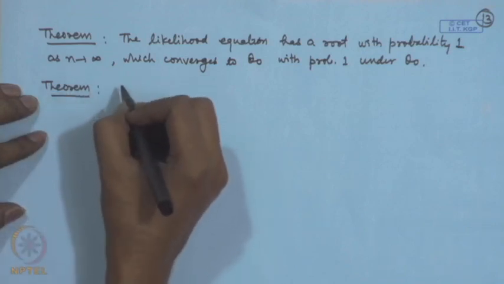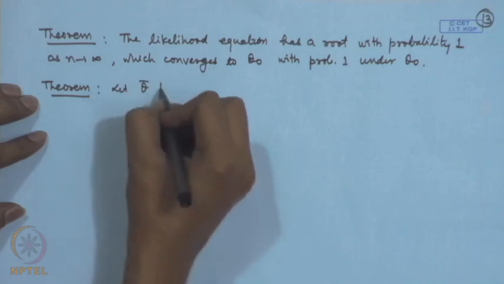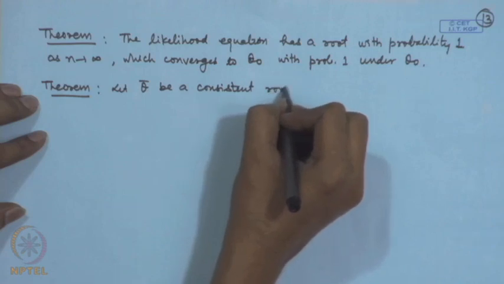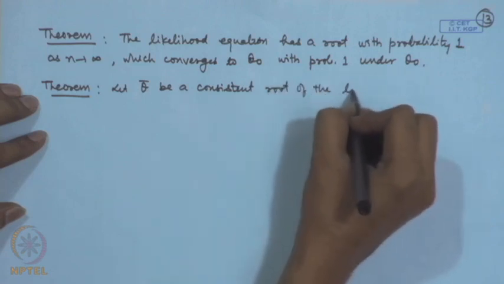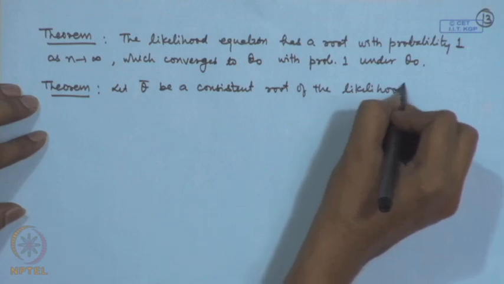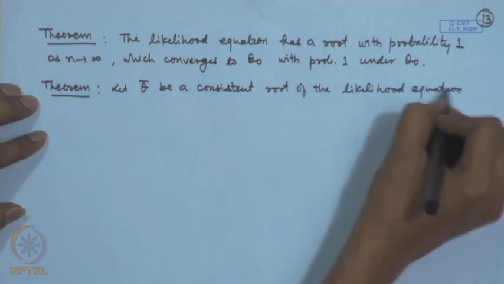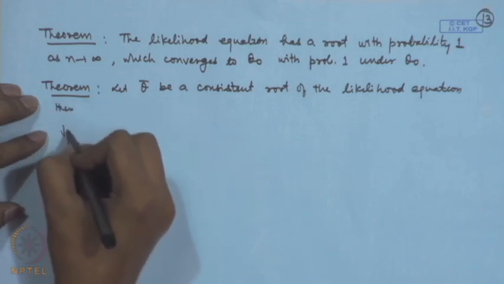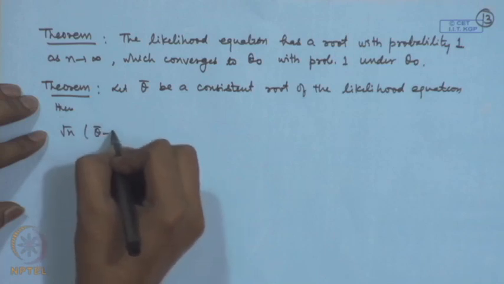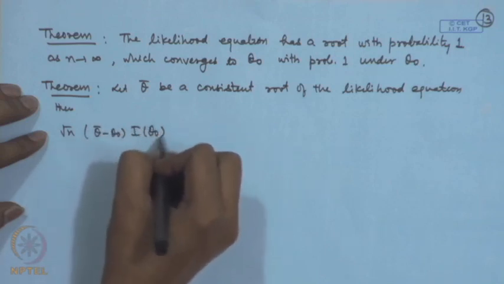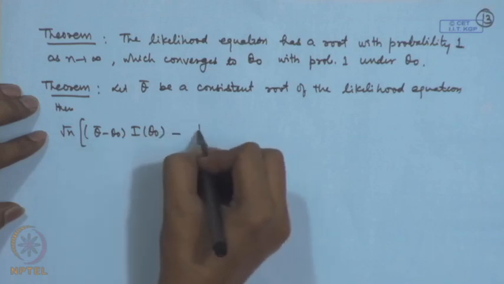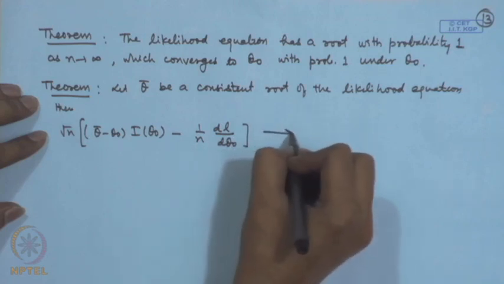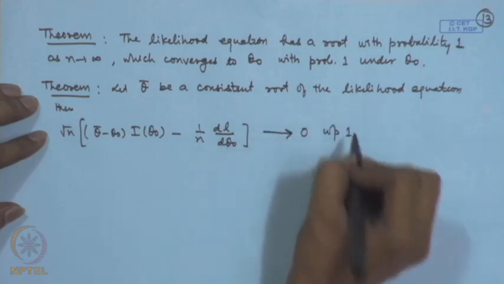that let theta bar be a consistent root of the likelihood equation, then square root n times (theta bar minus theta naught) into I(theta naught), the information measure we have defined, minus 1 by n dL by d theta naught, this converges to 0 with probability 1.